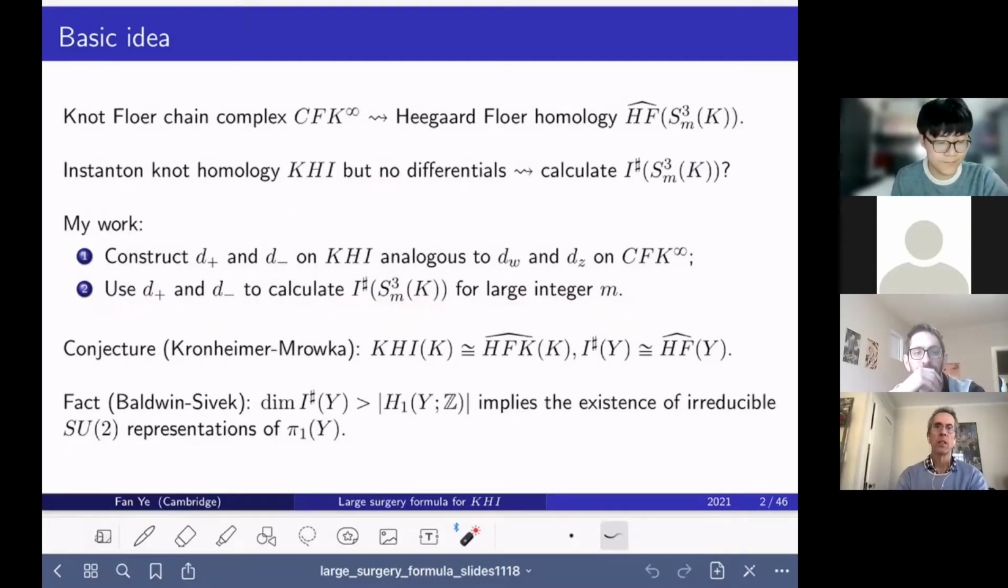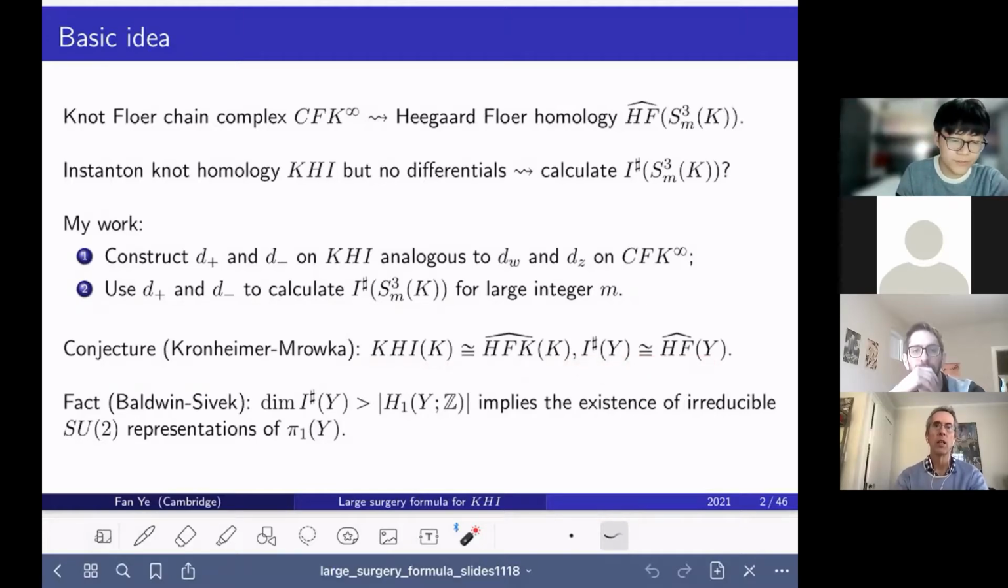and then use them to calculate I sharp of the M surgery for large M. And this is based on the conjecture of Kronheimer-Mrowka, which says KHI of K is isomorphic to HFK hat of K, and I sharp of Y is isomorphic to HF hat of Y.